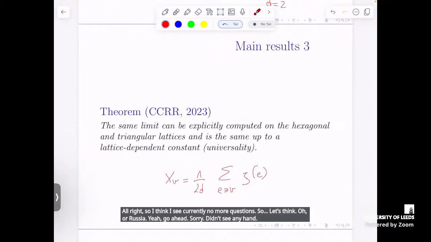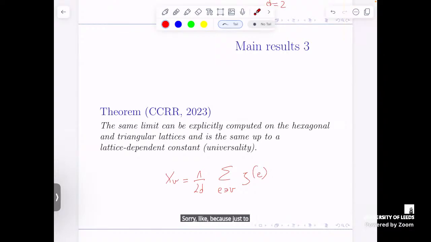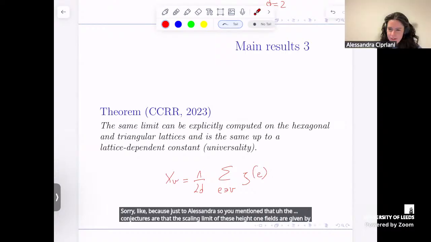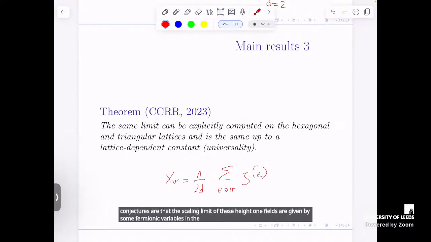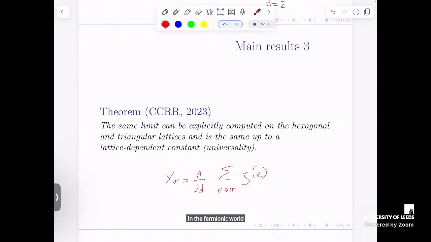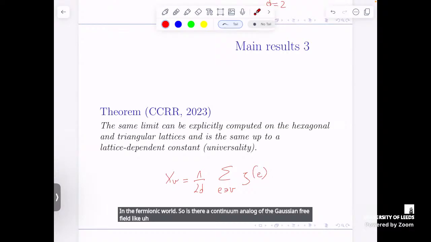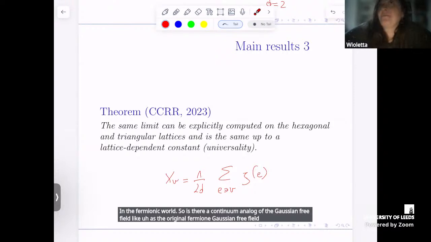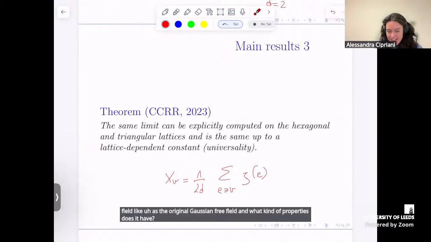Just to Alessandra, you mentioned that the physics conjectures are that the scaling limit of these height 1 fields are given by some fermionic variables in the symplectic thing. So what I understood is this: the fermionic GFF is a discrete analog of the discrete GFF in the fermionic world. So is there a continuum analog of the Gaussian free field, like the original fermionic Gaussian free field, and what kind of properties does it have, if there is one?